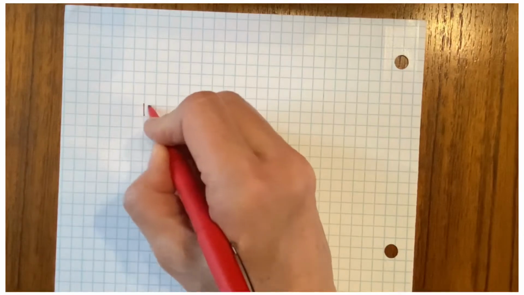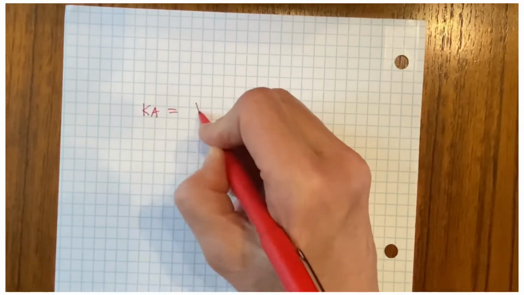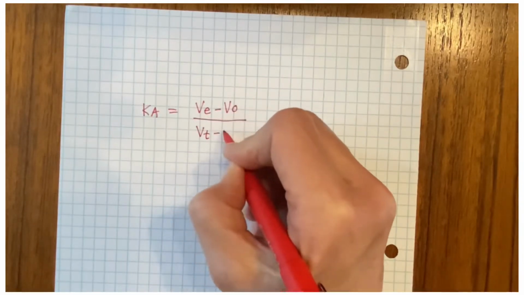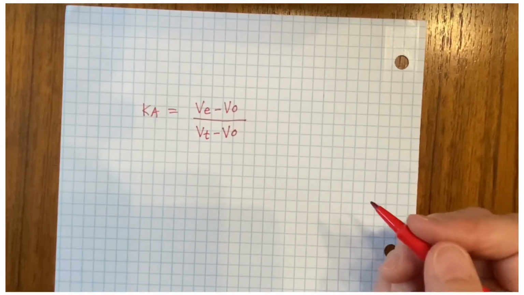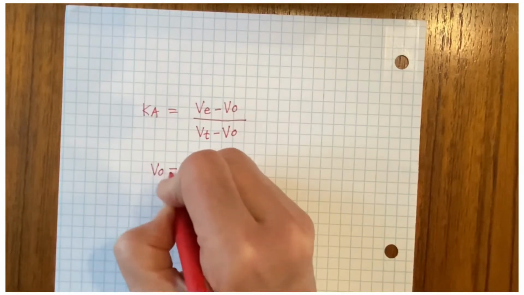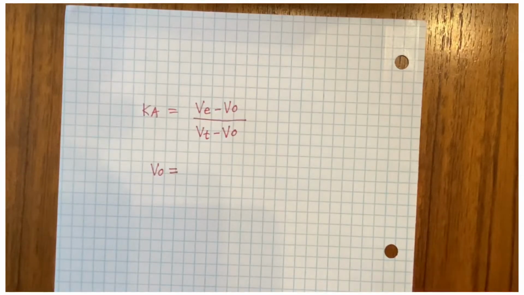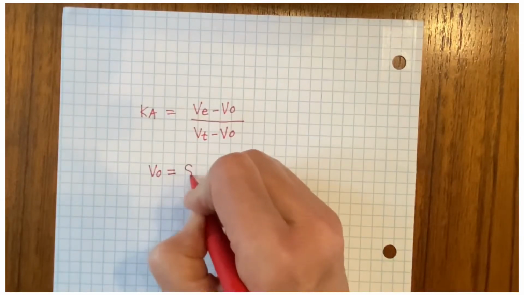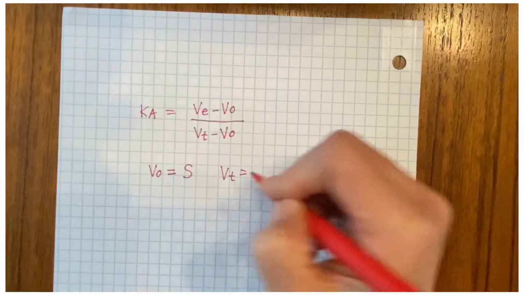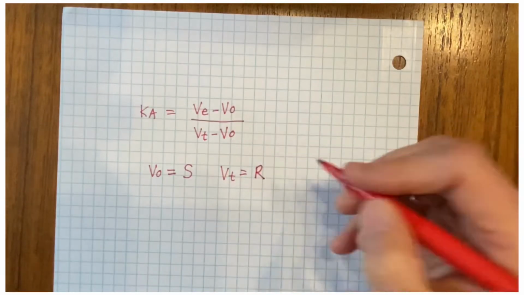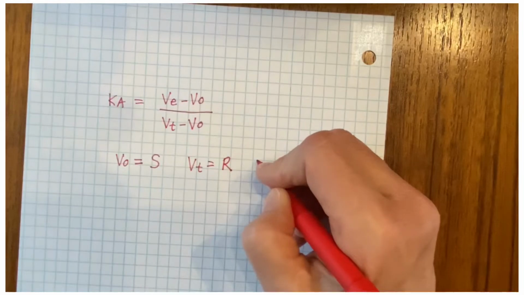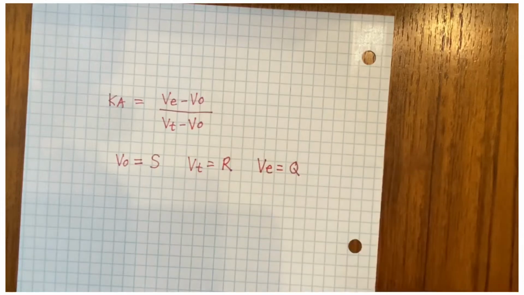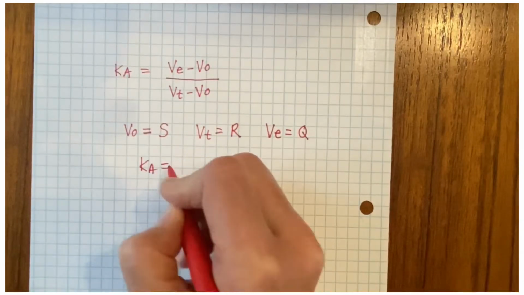So for K average, we need to take VE minus VO over VT minus VO. So let's say our VO from the first plot, which was calculated from that graph, is equal to S. And let's say our VT from that same plot is equal to R. And now we've just looked at the activity versus protein concentration plot, and we have VE equal to, let's say, Q.